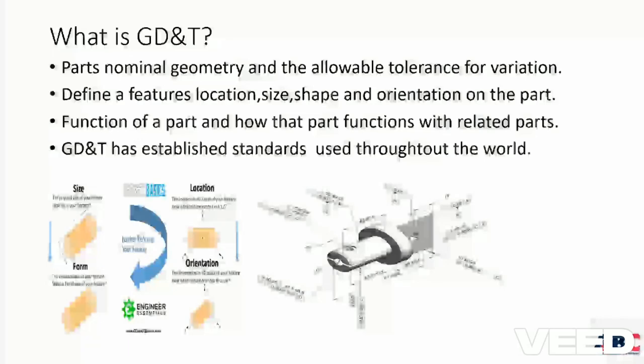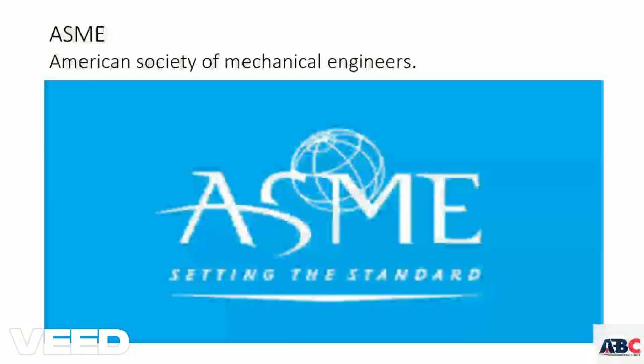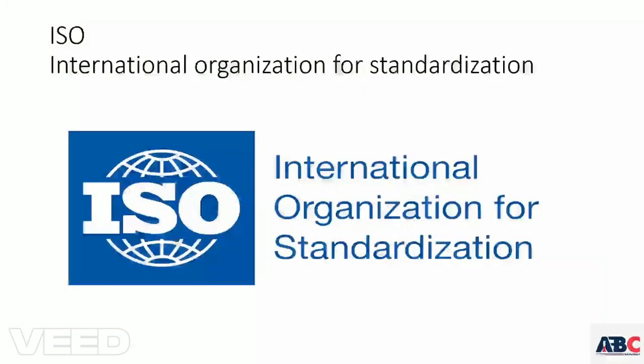The proper application of GD&T is defined within the American Society of Mechanical Engineers standard, used primarily in the United States. They have described how to use GD&T in a drawing. This is followed in the US. In the rest of the world, it is defined by the International Organization for Standardization, which is called ISO. Except for the US, the remaining part of the world follows this, including India.